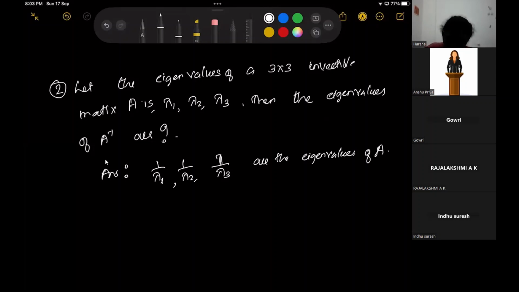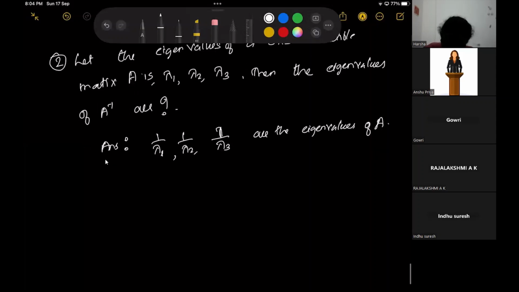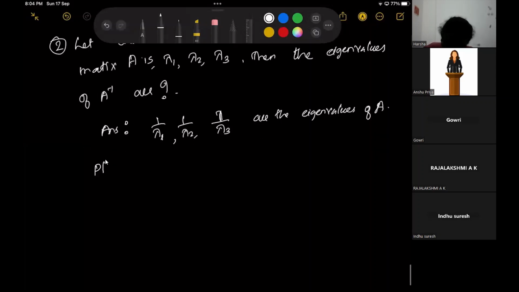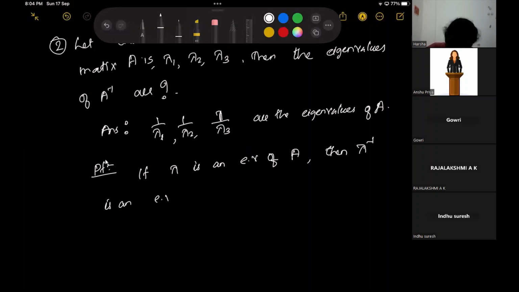Okay, we'll just very quickly go through the proof. What we want to prove is that if lambda is an eigenvalue of A, then lambda inverse, or 1 by lambda, is an eigenvalue of A inverse, where A is invertible. This is the statement we need to prove.